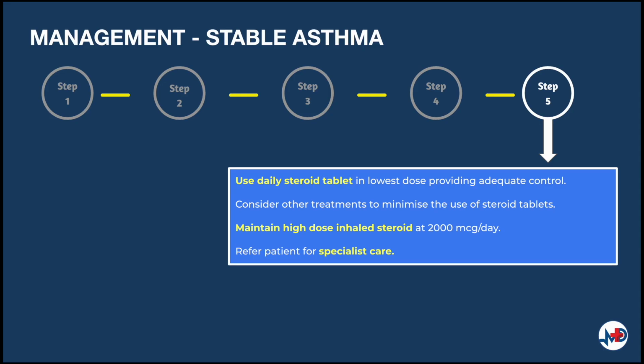And last but not least, the final step, if there's still poorly controlled status of asthma, you may use daily steroid tablets in the lowest dose providing adequate control, considering other treatments to minimize the use of steroid tablets, maintaining high dose inhaled steroids at 2000 micrograms a day, and finally ensuring that the patient is referred for specialist care.